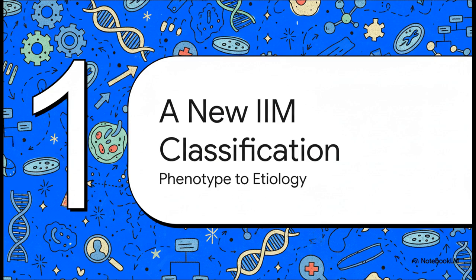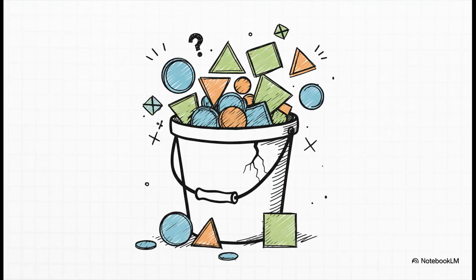We're really moving away from just describing what we see, the phenotype, and digging deeper into the why, the underlying etiology. The traditional buckets we used to use just aren't cutting it anymore. They lump together diseases that are fundamentally different. Think about it. A patient with antisynthetase syndrome has a totally different clinical journey and set of risks compared to someone with necrotizing myopathy. Our diagnostic framework has to catch up to that reality.